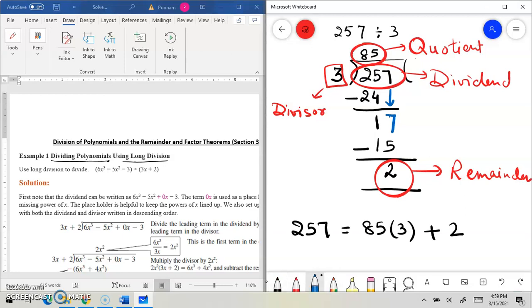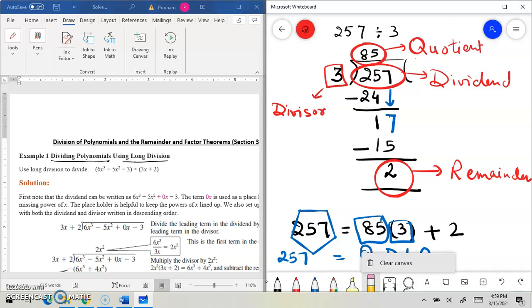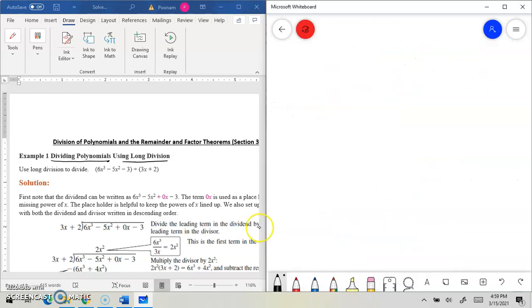Again, divisor times quotient plus remainder is equal to the number which we are dividing, 257. That is basic long division, right? Let's see how we can translate that into polynomials.